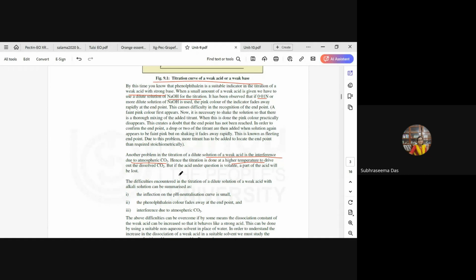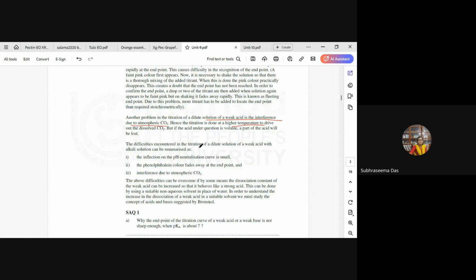So these are the difficulties encountered in the titration of a dilute solution of a weak acid with alkali. Three problems might arise. First, the inflection on the pH neutralization curve is very small. Second, the phenolphthalein color fades away rapidly at the end point, so detection becomes difficult. And the third is the interference due to environmental carbon dioxide in the titration process.